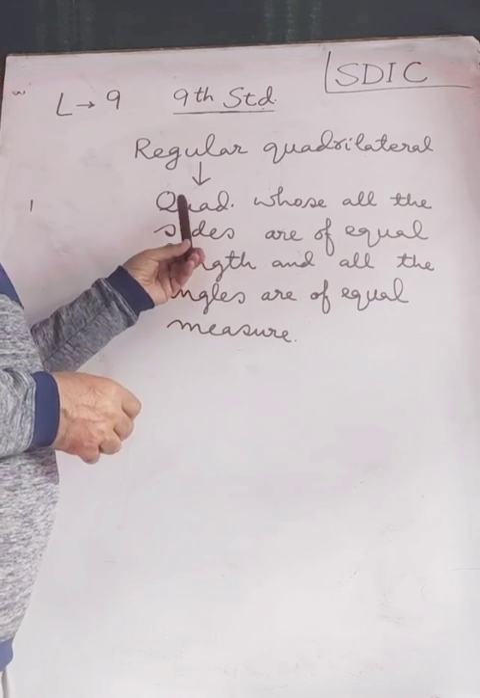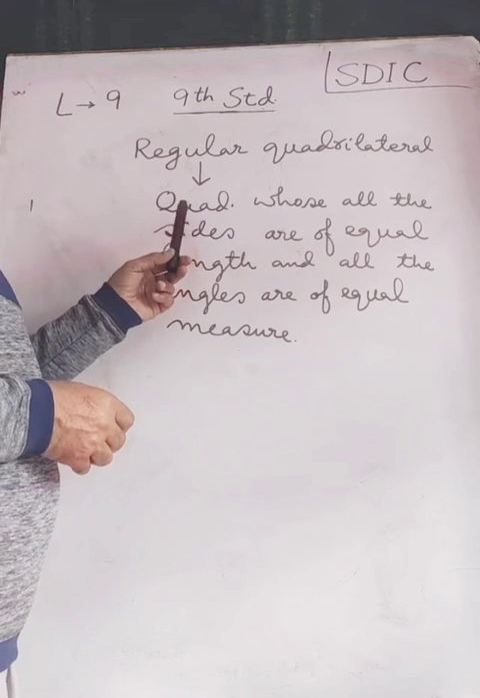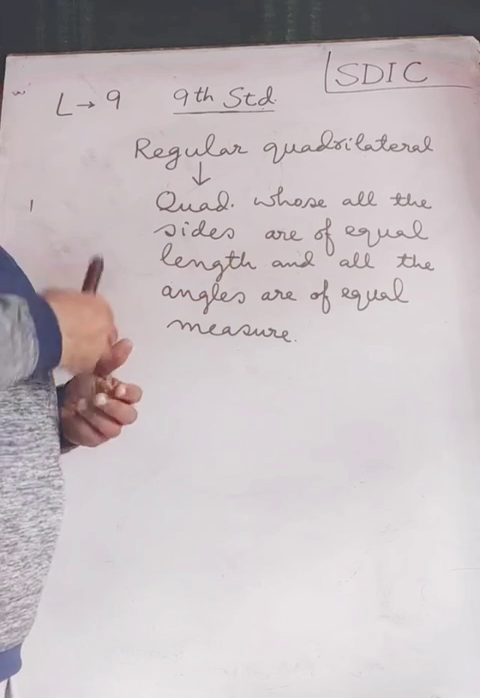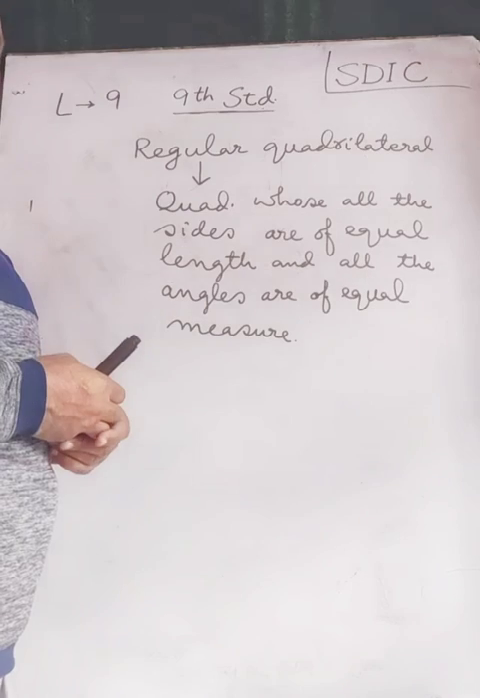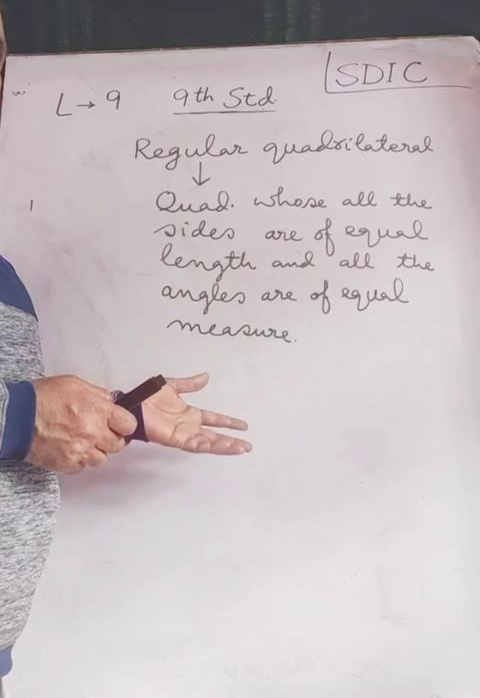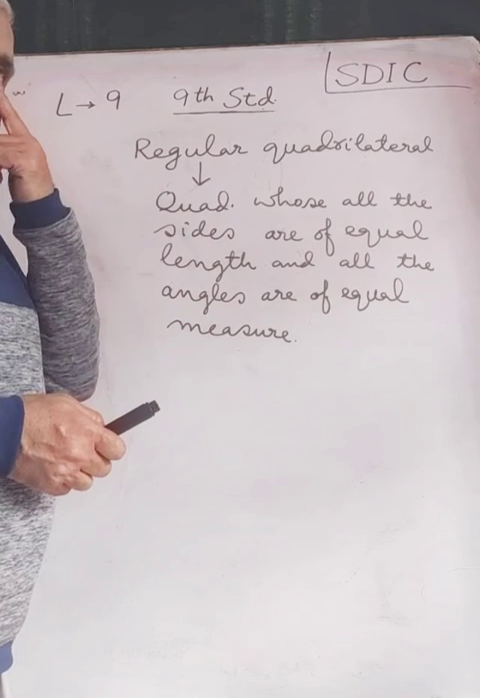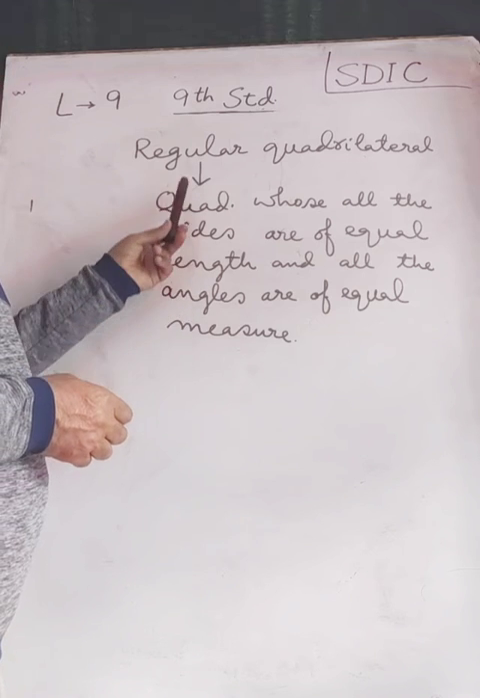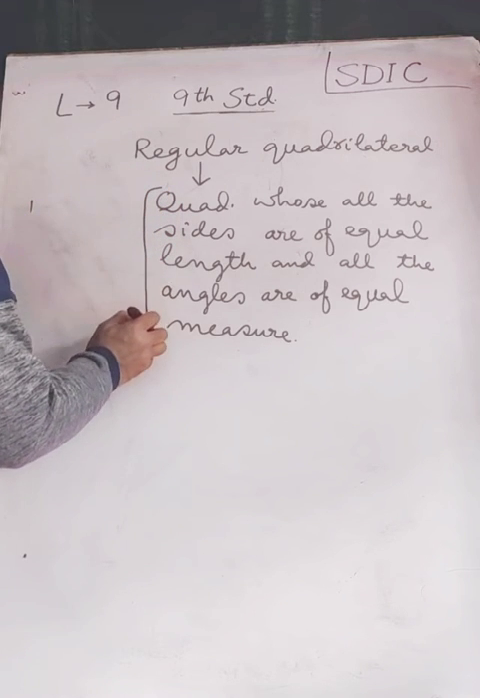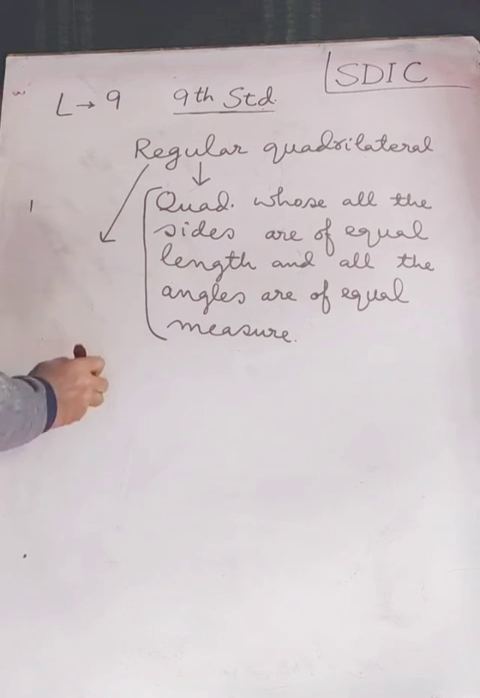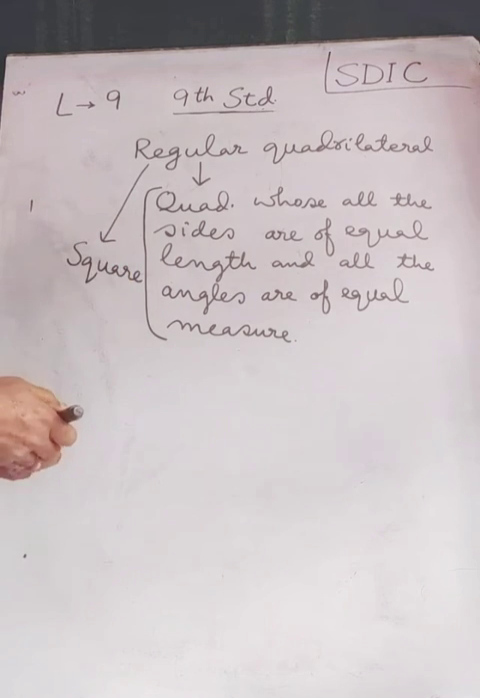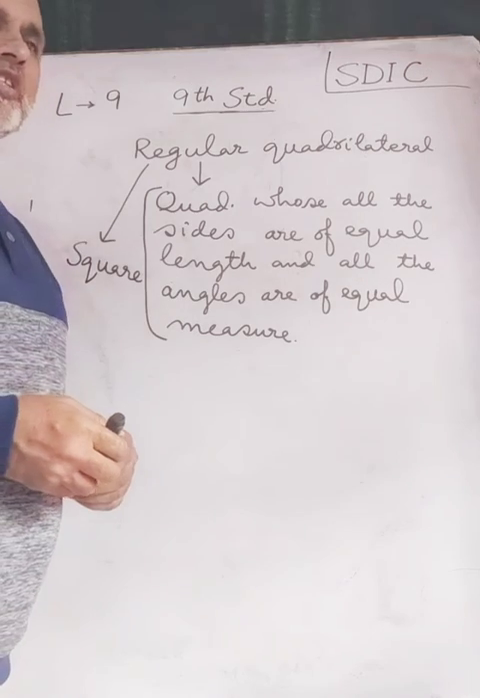Now when this is the situation, we have just seen a quadrilateral has 4 sides. If all those 4 sides are of equal length, if one side is 3 centimeter, the remaining sides also are of 3 centimeter length. All the sides are of equal length. And all the angles are of equal measure. One angle, second angle, third angle, fourth angle, 4 angles are there. All of them are of equal measure. Then the quadrilateral is called a regular quadrilateral. And such a regular quadrilateral is given a special name. It is called a square. A square is a regular quadrilateral.